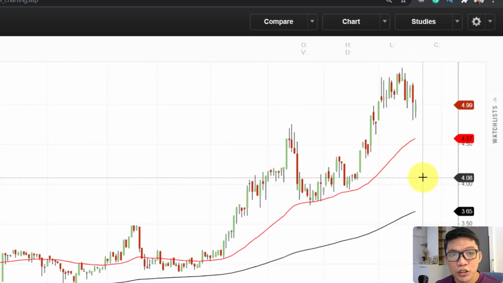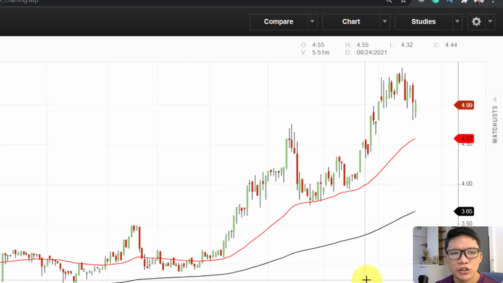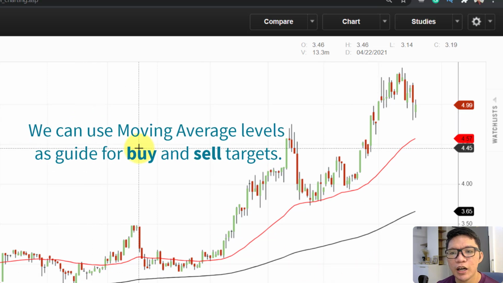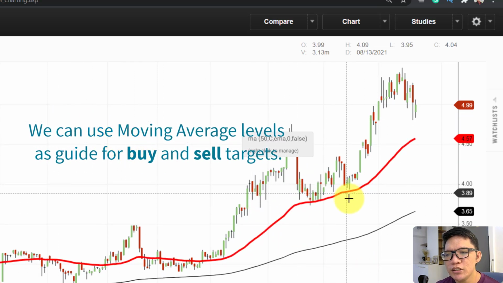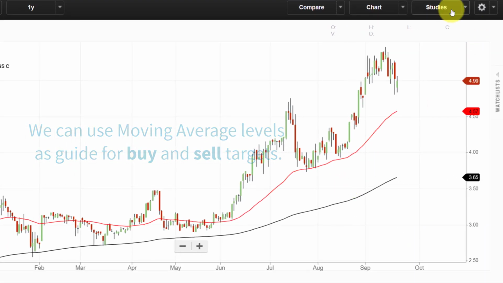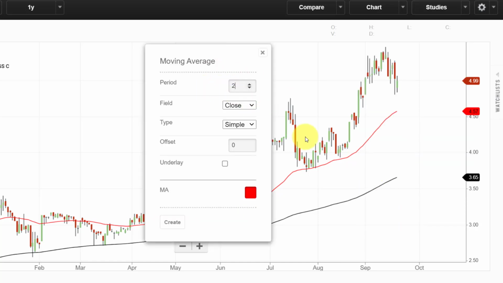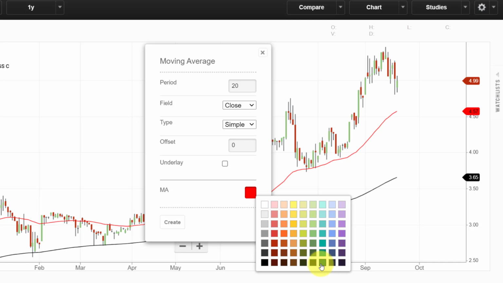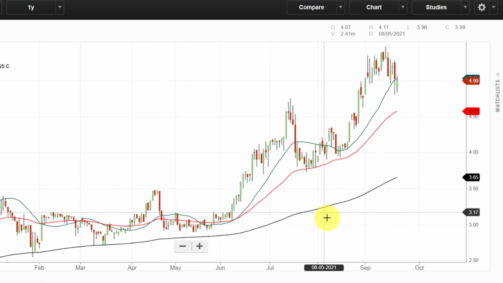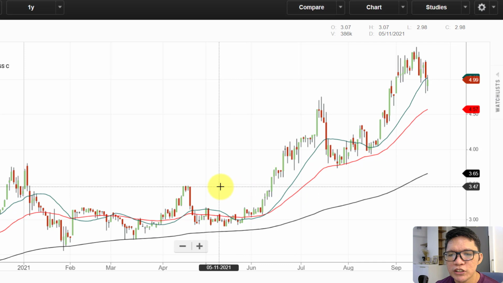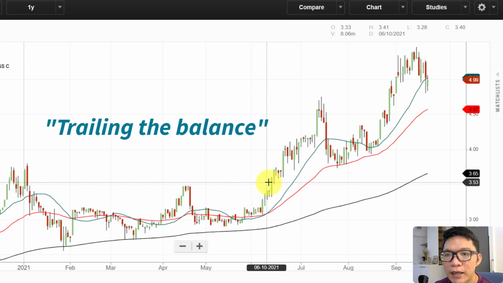And that leads us to the third use of moving average. So, since we are using the key moving averages as support and resistance, pwede rin natin gamitin ito as guide in setting our targets. So, in this case, for example, let's add a different moving average. Mag-add tayo ng mas maigsi, which is 20. And then, let's assign a different color. Ayan, so click create. So, for example, once na-reach mo na yung target mo, meron tayong tinatawag na trailing the balance.